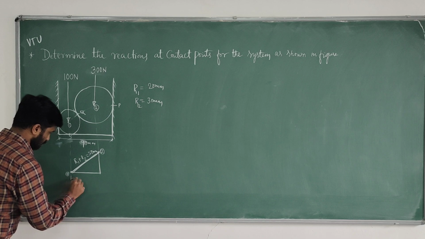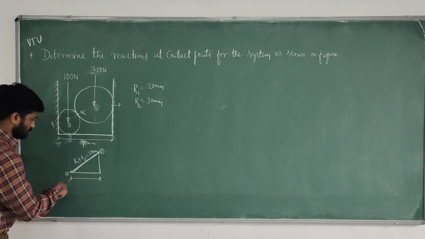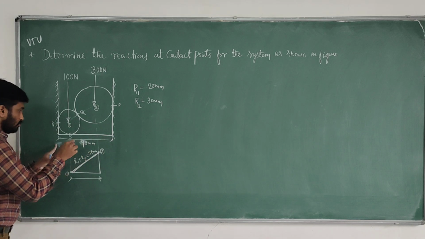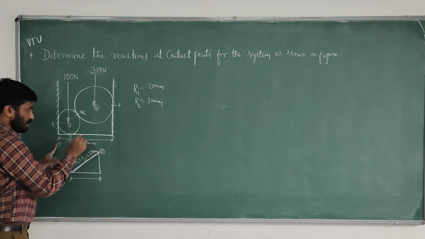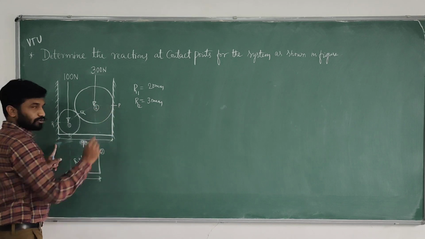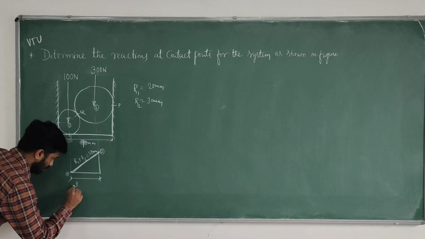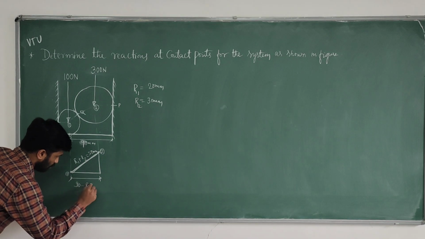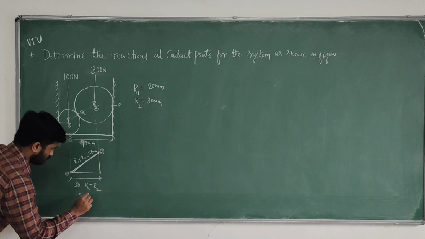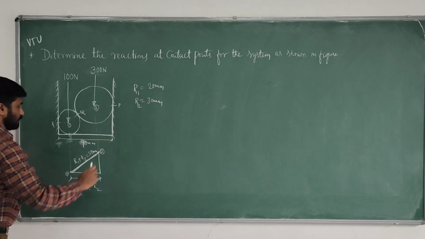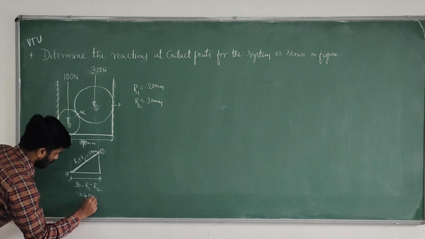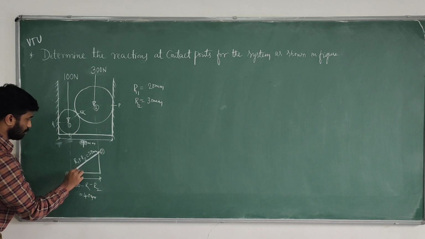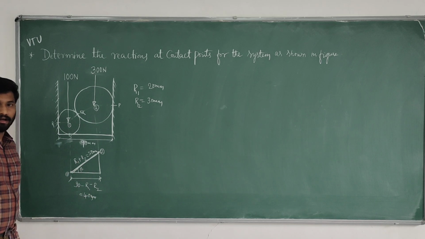How to determine this distance? The total distance is 90. In 90 you have to remove this part, which is R1, and this part, which is R2. So this value will become 90 minus R1 minus R2. So 90 minus 20 minus 30, that is 90 minus 50, it will become 40 mm.